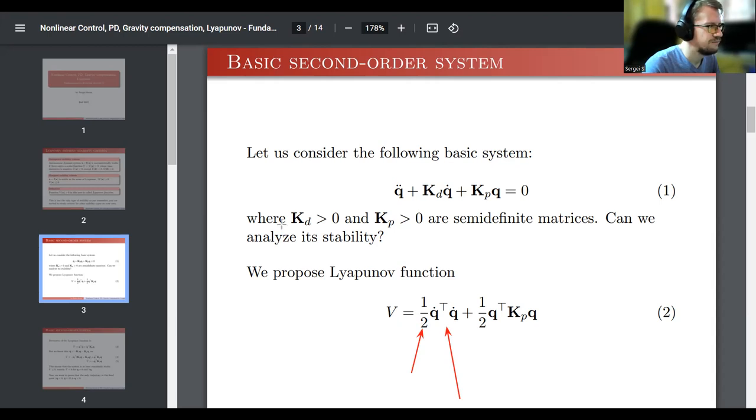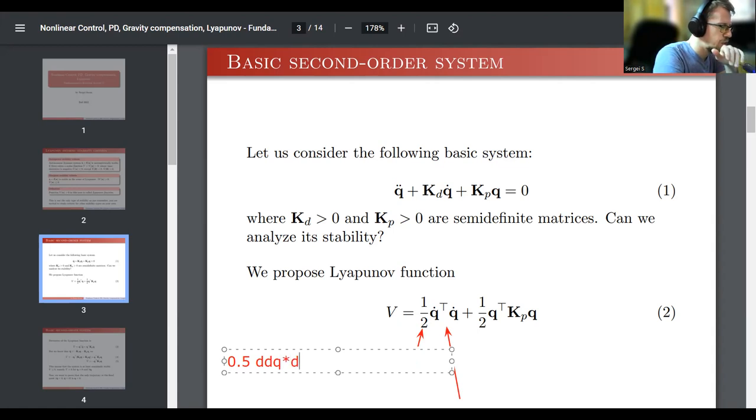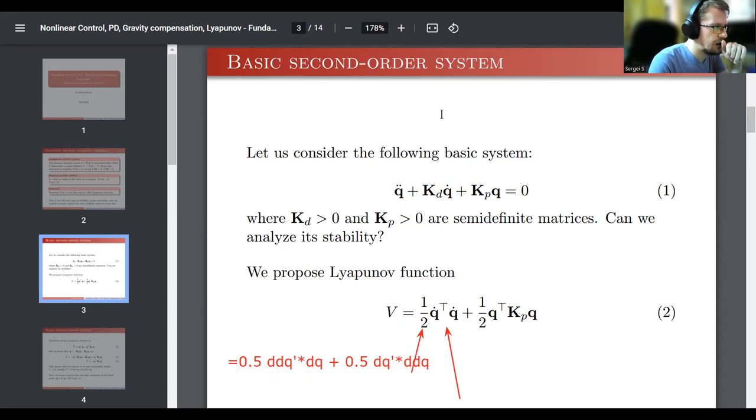Does it make sense? I'll just show it once and then we'll move on. I just don't want there to be confusion about it. So when we take the derivative of this component, we'll have 1/2 of ddq transpose times dq. I'm leaving the transposes here. Plus 1/2 of dq transpose times ddq. That is what the derivative would be of specifically this part.